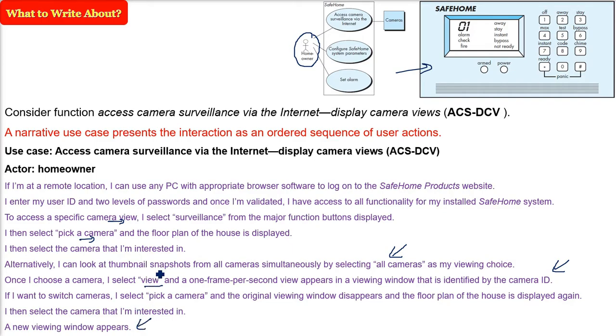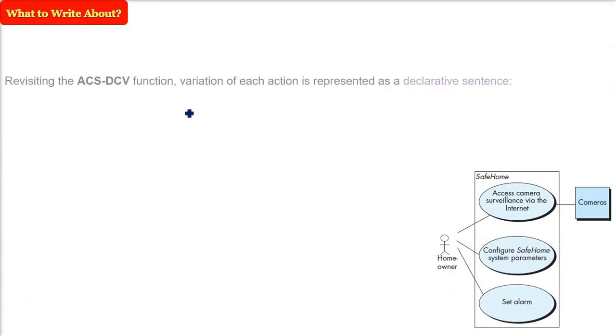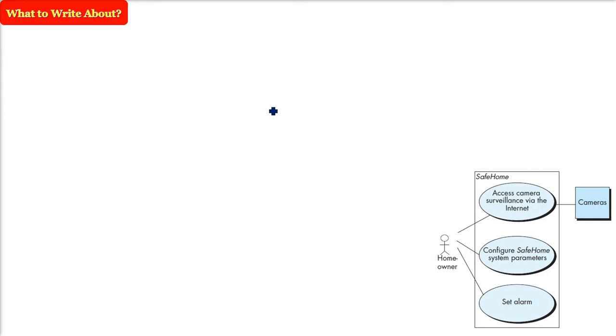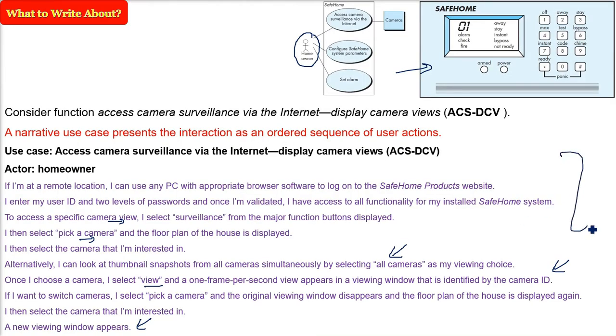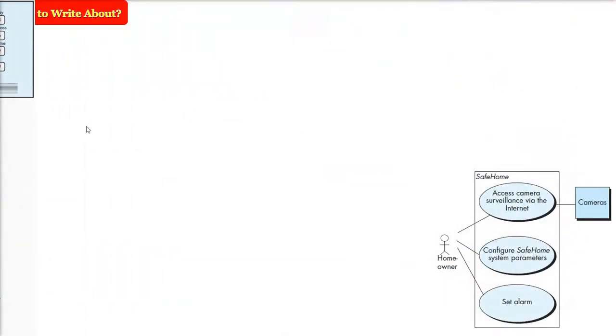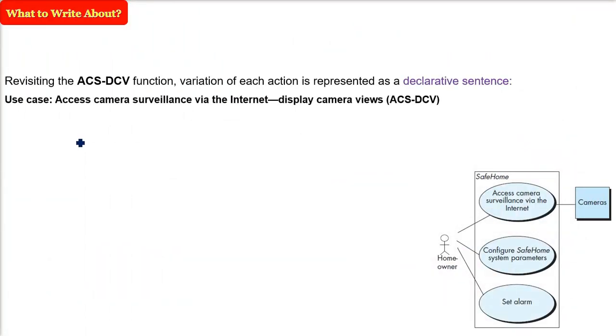So this is how he has narrated to us. He has told us as a requirement gatherer or analyst. Now, as we are revisiting the same use case, which we have called ACS DCV, this is the function. Now, how do we write the narration? Whatever he has disclosed to us, we will first write all this content in declarative sentences one by one.